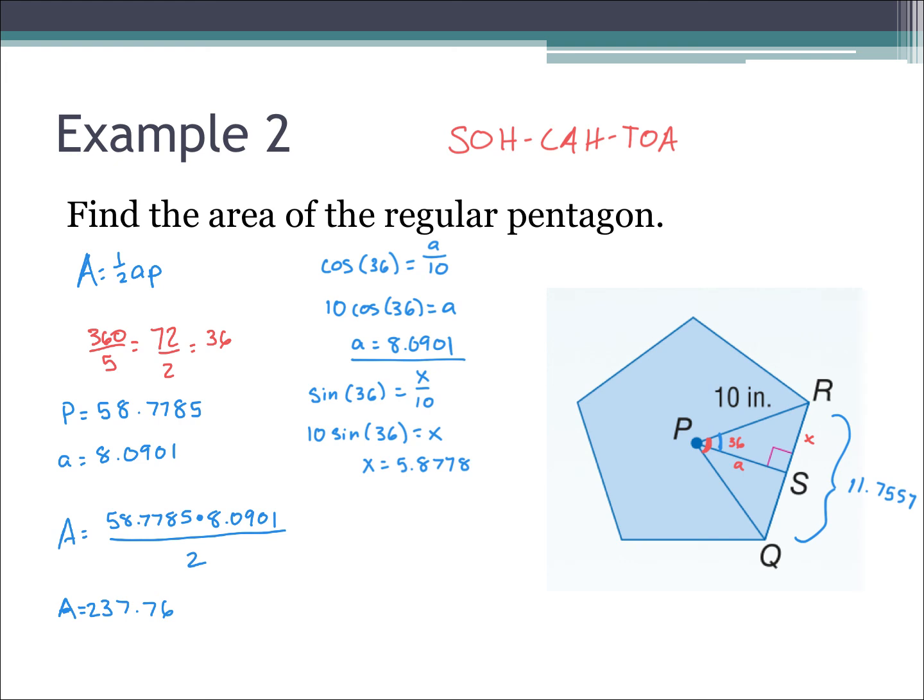All right, and then since this is the answer we are boxing, I'm going to round now, finally, to the 2nd decimal place. There are my units, and there's my answer.